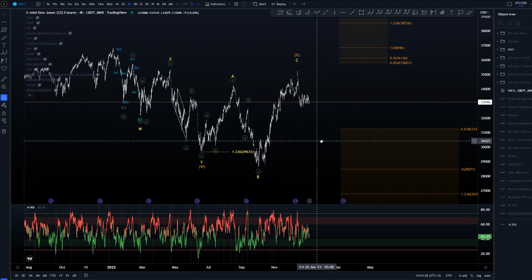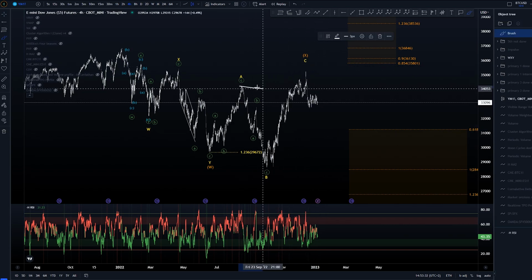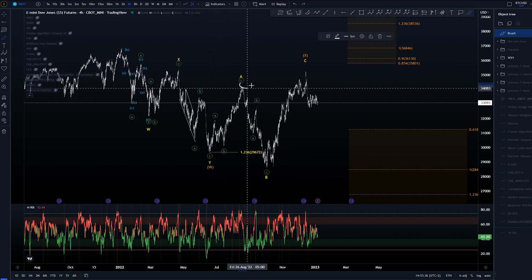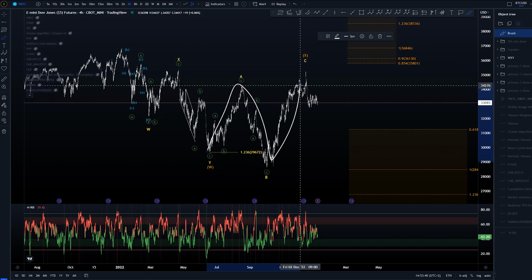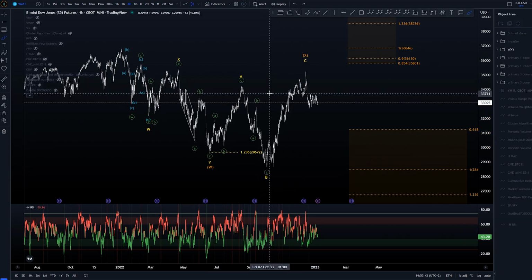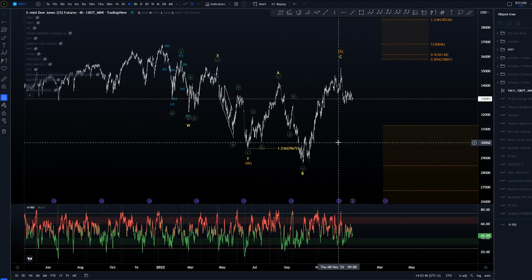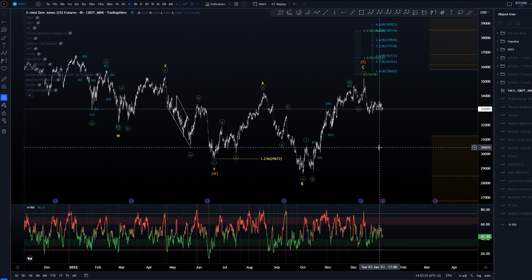This was something that I was expecting on the other indices, where we would be taking out these highs as we had taken out these lows, to create that expanded structure, but the Dow Jones was the only one that was able to do it. So this is still on the table. This is my main scenario, where we have already pivoted from here.